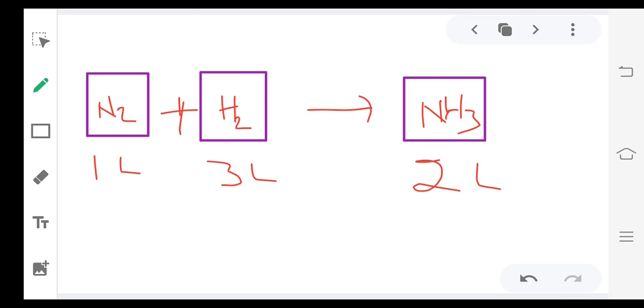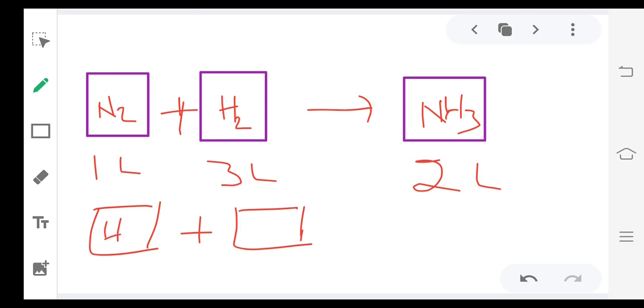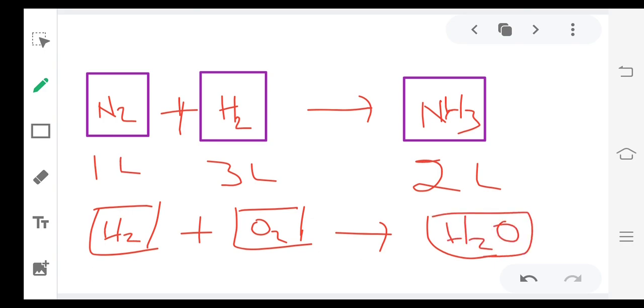And one more, if you take one more example, hydrogen and oxygen, we are adding, we are getting H2O vapors, suppose vapor state. So here 2 liters of hydrogen I have taken, 1 liter of oxygen I have taken, I am getting 2 liters of water. So from these two examples it is clear that these are gaseous reactions. First one gaseous reaction, second one also gaseous reaction.